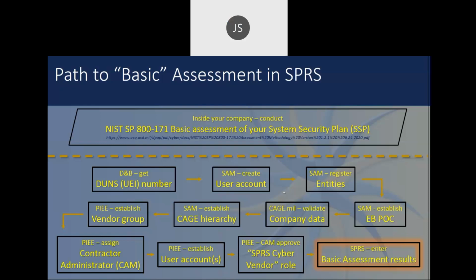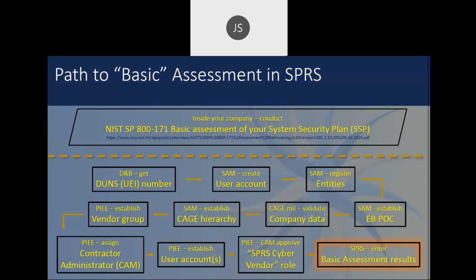After you have the DUNS number, this is what you need so you can go into SAM and register your company. So once you have your DUNS, you're going to go to SAM and set up a user account. After you set up the user account, you're going to register your entities. If you're a small company, you probably have one entity. If you're a larger company, you will have multiple entities. If you are Northrop Grumman, you have hundreds of entities.